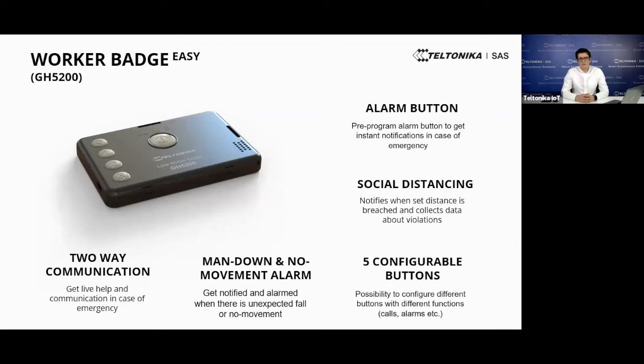For those who don't know this device, it has very significant use. It has the alarm button, social distancing, 5 configurable buttons, man down, no movement alert, two-way communication. These are the 5 key features that this unit has and that are used the most. The pre-programmed button is useful for elder care, social workers, security workers, where you can pre-program the most anticipated and most needed numbers. So this would work as your helper at work.